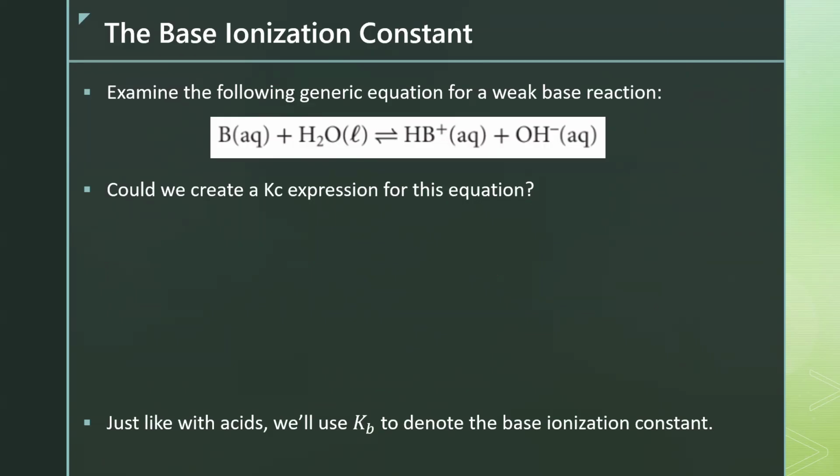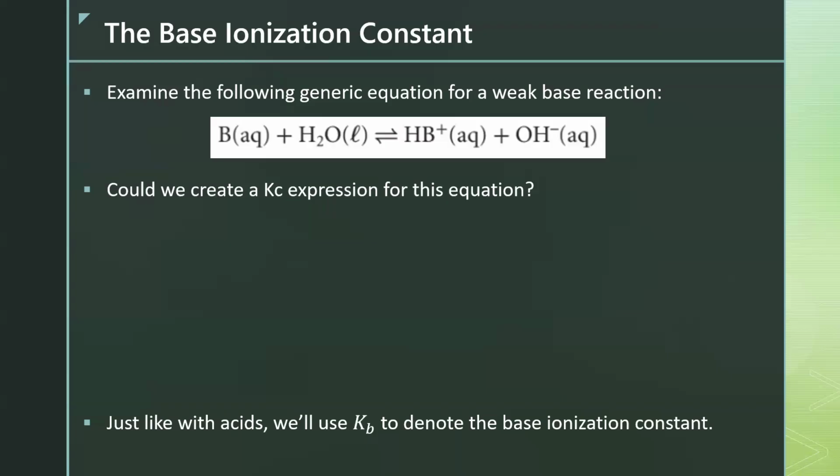So examine the following generic equation for a weak base reaction. We have B, whatever that is, just some aqueous mixture, plus H2O liquid, and that's going to create HB positive. So in other words, that B gained an H, and therefore its charge went up to a positive 1, plus OH negative, right? So that H2O donated its H to the B, and there was an OH negative left over. So unsurprisingly, the aqueous B in this case is representing our base.